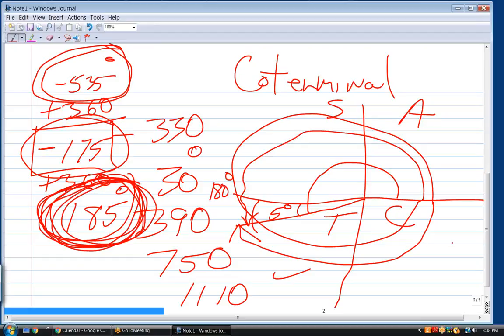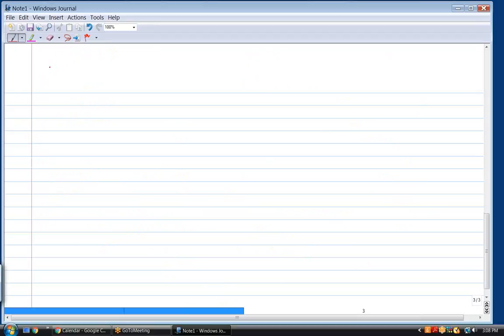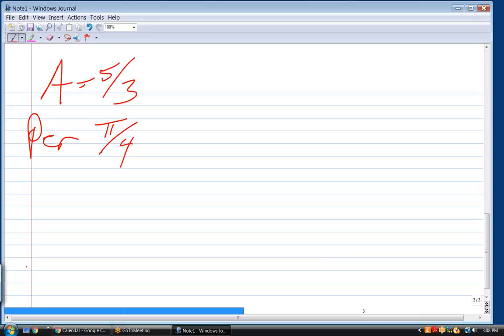Okay. All right. The next one I have is: write an equation of a sine function with an amplitude of 5 over 3, a period of pi over 4, a phase shift of pi over 3, and a vertical shift of 7 over 3.